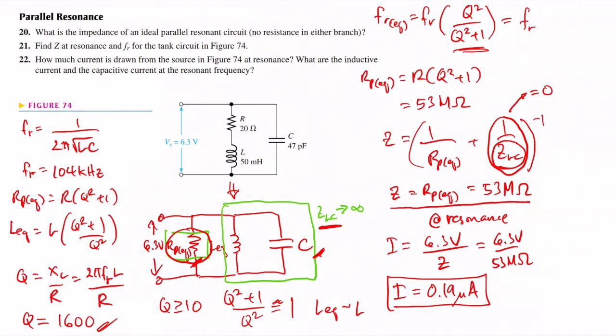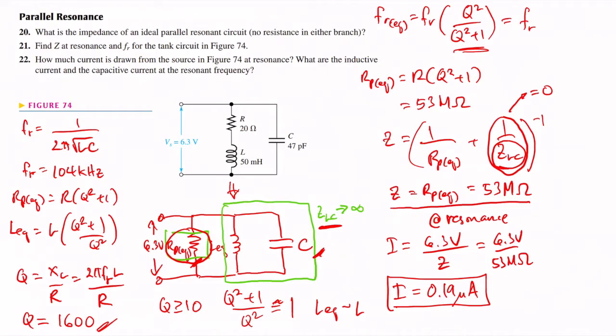Now for the last question: what are the inductive current and the capacitive current at the resonant frequency? We've discussed that at resonance, the tank circuit has an infinite impedance. So why are we being asked to solve for the current through the inductor and through the capacitor? Well, that's because there's an exchange of current between the inductor and the capacitor.